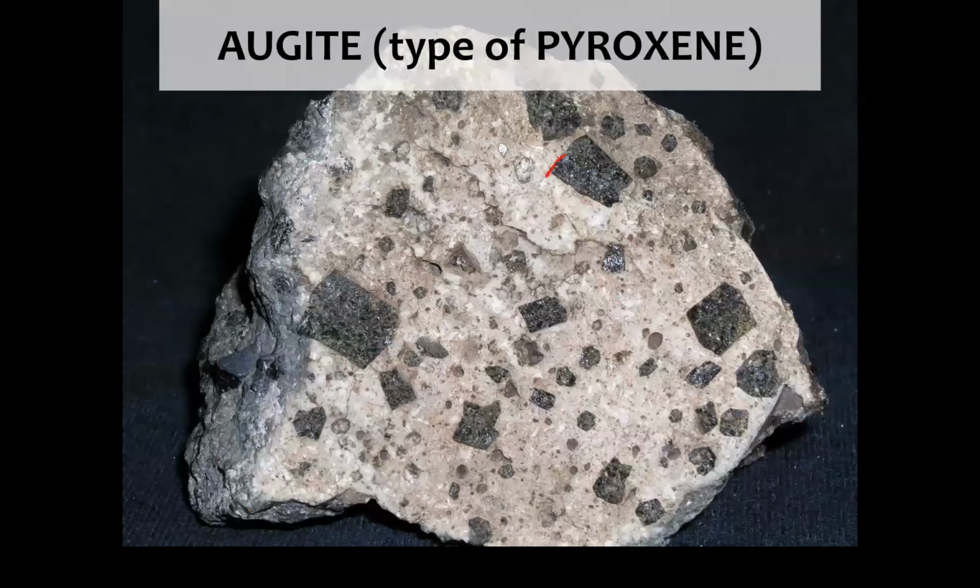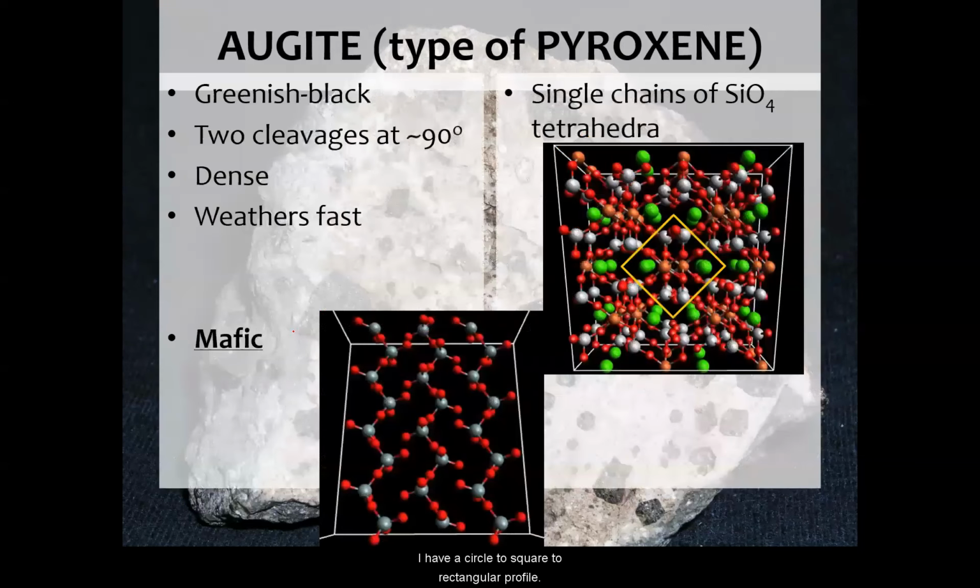Augite, it's a type of pyroxene. Pyroxene is a class of minerals, and augite are these black minerals in here that have a sort of square to rectangular profile. They tend to be greenish black in color. They have two cleavage planes at 90 degrees. And if we put two things at 90 degrees to one another, what do you end up with? Square or rectangular shapes. They're dense because they have a lot of magnesium and iron. They weather pretty fast. They're mafic.